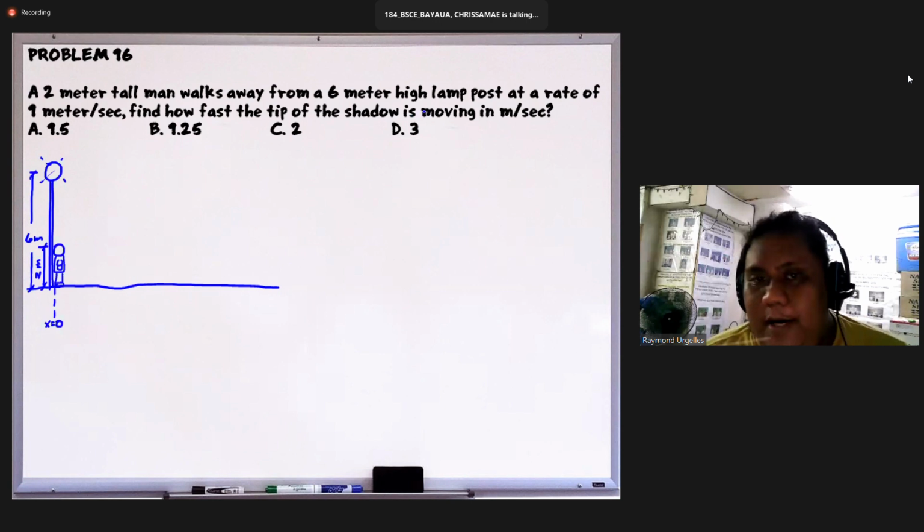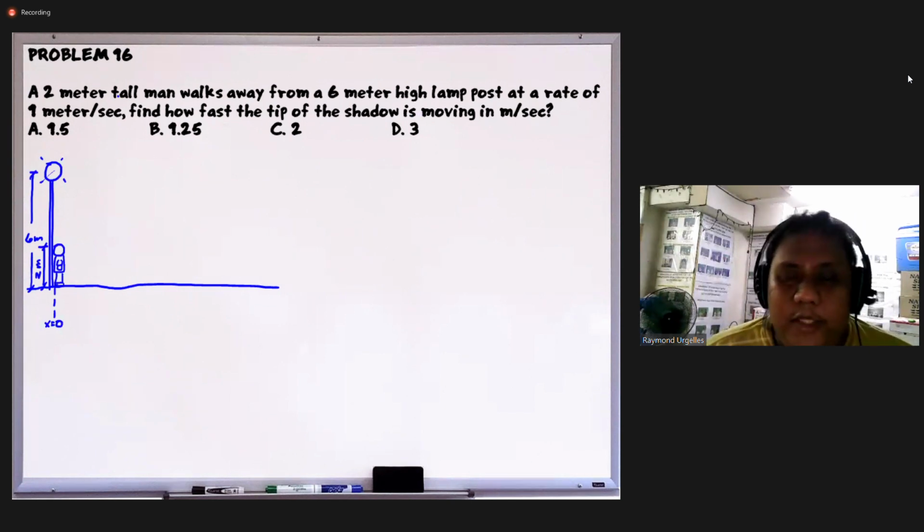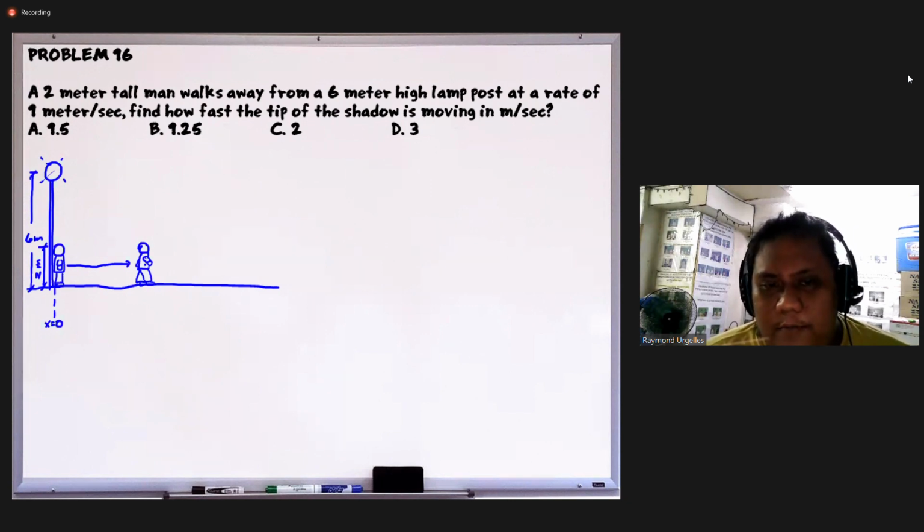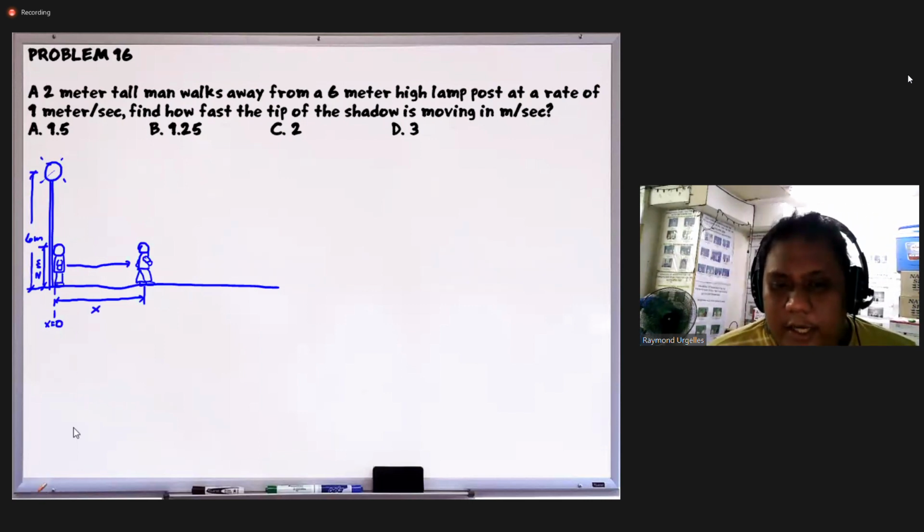So nag-start daw silang gumalaw. Sabi diyan, the 2-meter tall man walks away from the 6-meter high lamp post. So let's say from this position, nag-move siya sa position na 'to. Let's say nandito na yung tao natin. Ibig sabihin ito yung distance traveled by the man, which is tawagin natin for example as x. Nakuha ba?